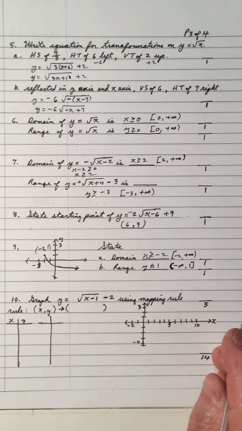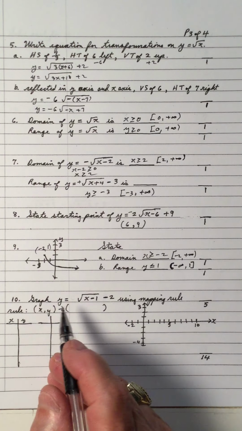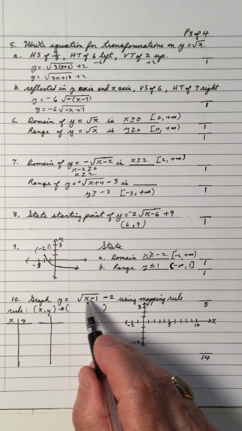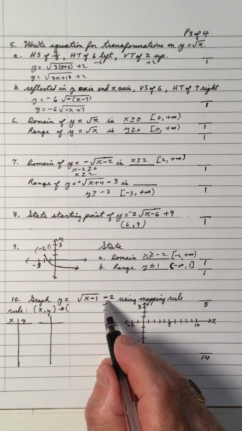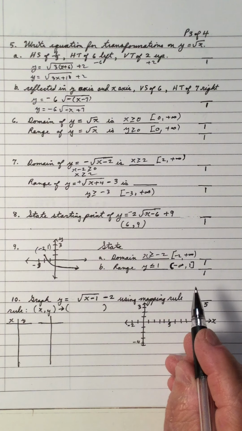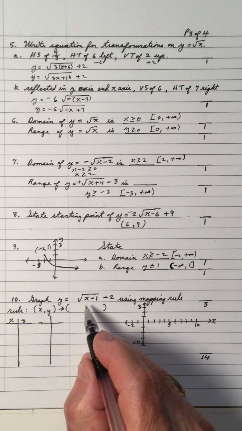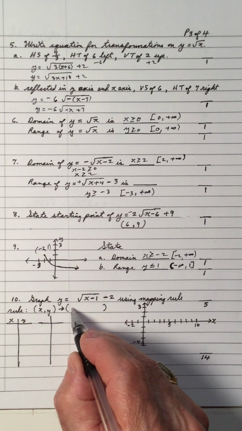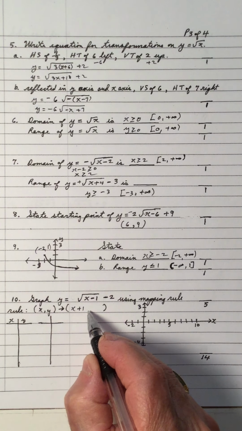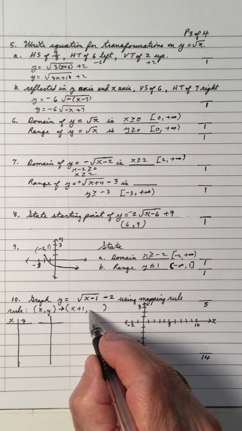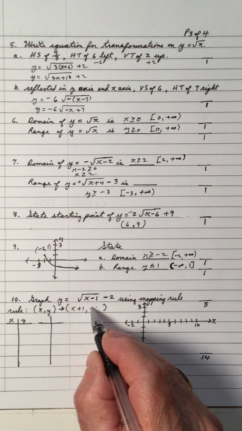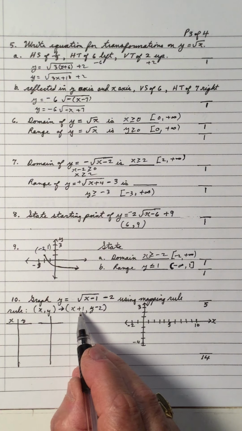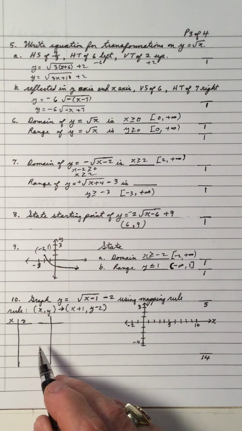So mark each. Number 10, we have an equation y equals the square root of x minus 1, subtract 2. Use the mapping rule to graph this. So the mapping rule, x comma y, this is an x minus 1, so it's an x plus 1, and the y value is negative 2, so it's y subtract 2. So the mapping rule is x plus 1, y minus 2.